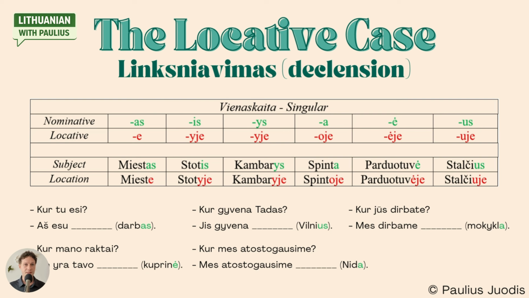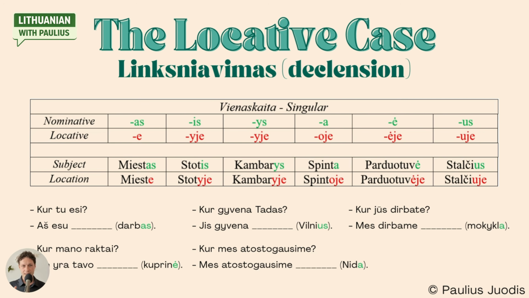Miestas, stotis, kambarys, spinta, parduotuvė, stalčius. If you already know some of these words, type them in the comments. I'm curious to see which of the words you already knew before I explain them. So miestas is city. Be careful not to confuse it with maistas. Maistas is food. Miestas, city.